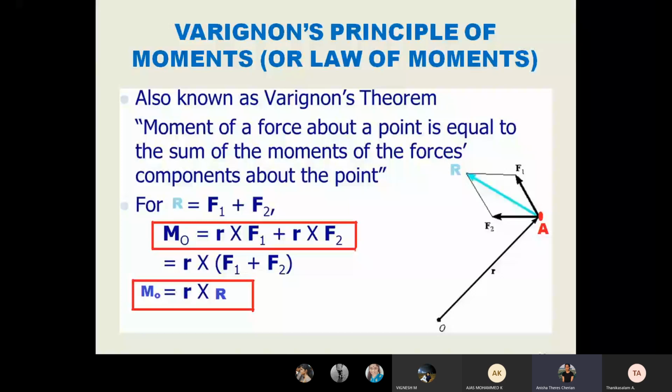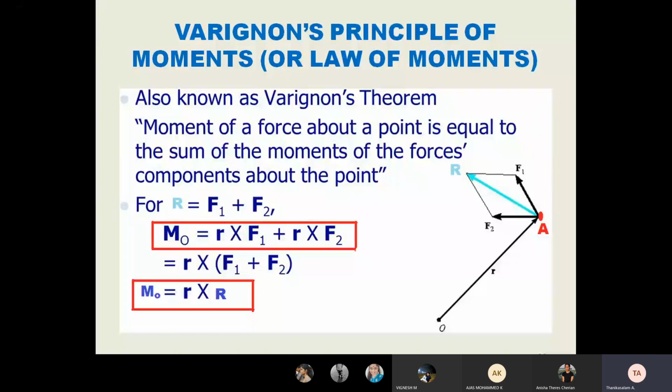Varignon's principle of moments, also known as Varignon's theorem: the moment of a force about a point is equal to the sum of the moments of the force's components about the point. See, here at A, two forces are acting. I replaced them with a single force, which is called the resultant. The blue color I marked R.